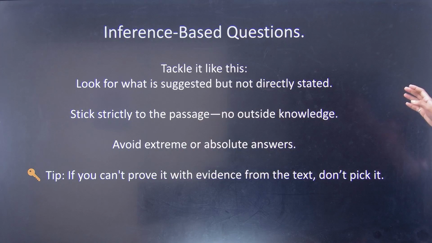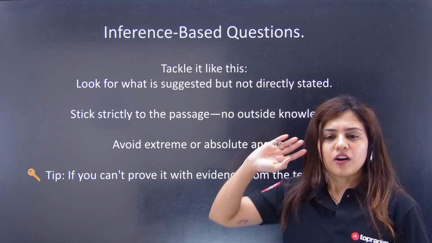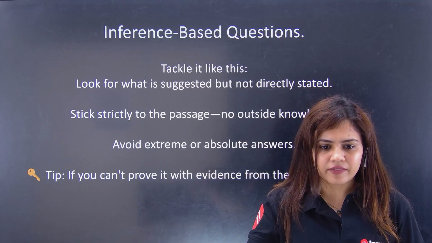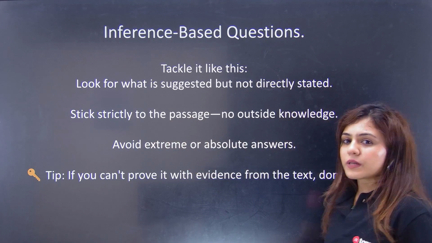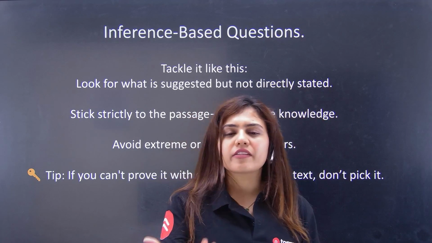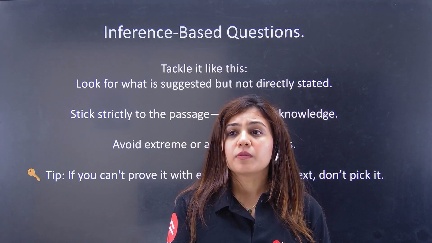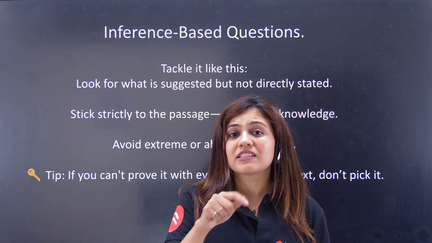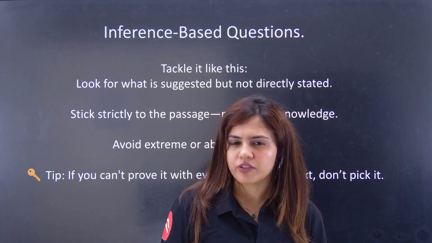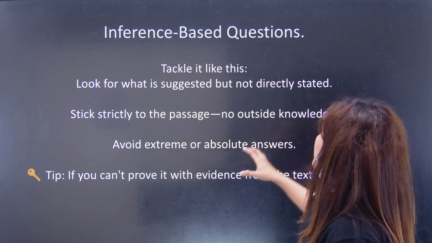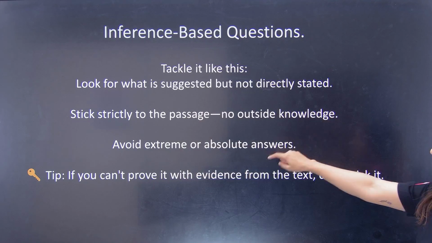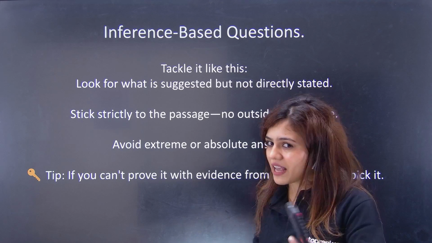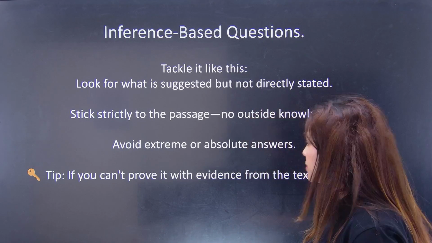First of all, you will look for what is suggested but not directly stated. Obviously, inference is implicitly given, right? Now stick strictly to the passage, no outside knowledge, because sometimes they will intentionally give you an option which might not be in the passage but is related to the topic, just to confuse you. Okay? So there you need to be very careful, stick strictly to what is given in the passage, avoid extreme or absolute answers. Again, be very careful of extreme options.